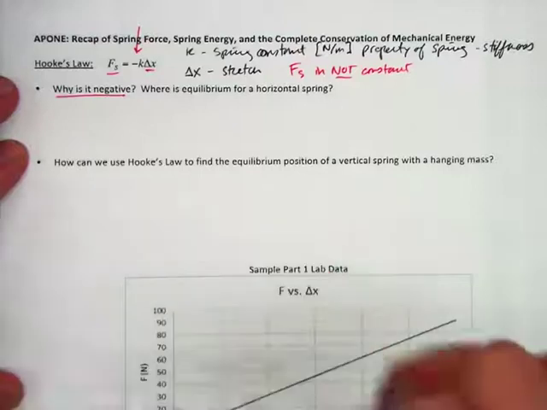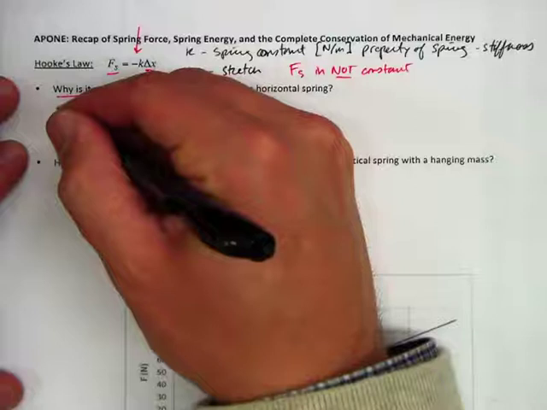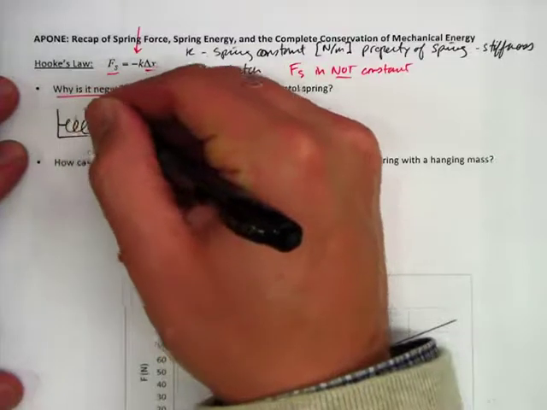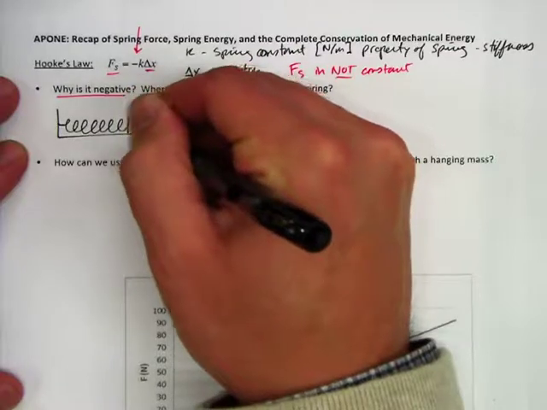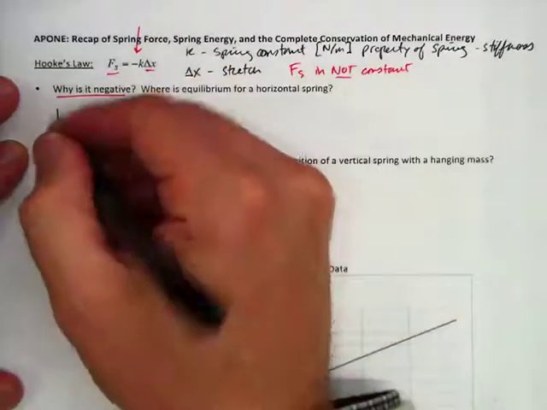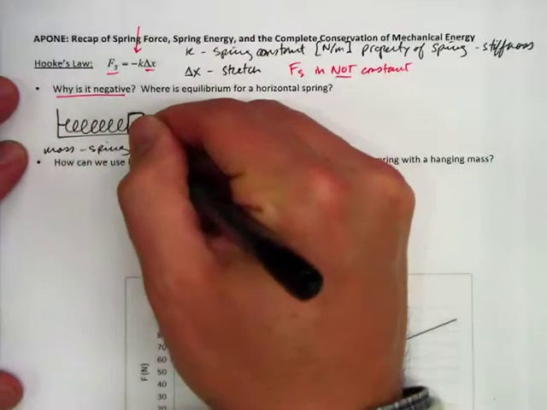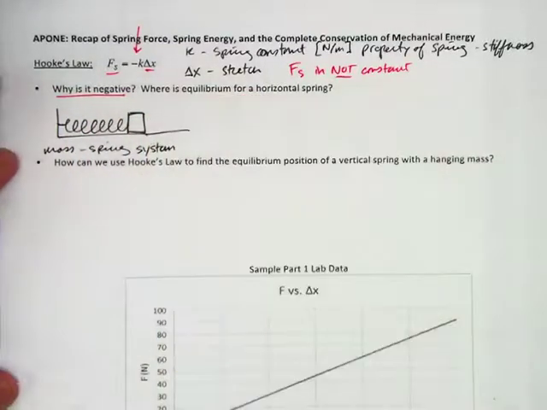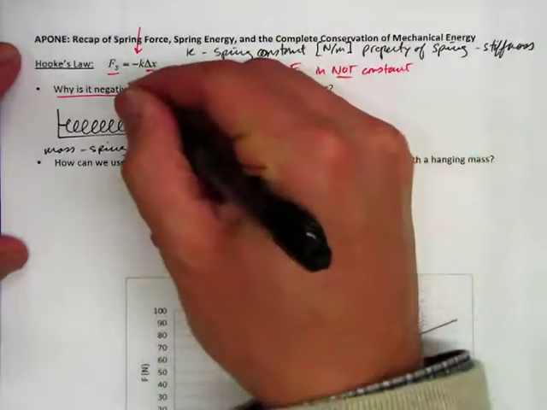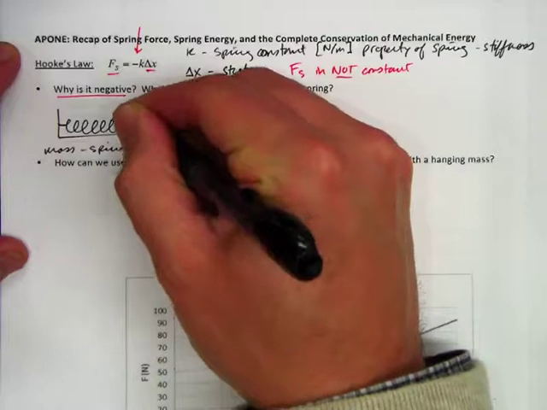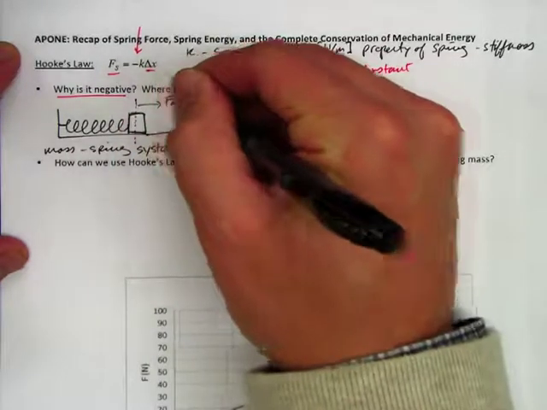Well, let's draw an example of a typical horizontal spring. Horizontal spring just means it's stretched out on a table or horizontal surface, and it's attached to a mass. We call this a mass spring system because both objects together are acting as one system. And so let's say I stretch this spring with some external force applied to the right. I'm going to apply some force to the right to stretch the spring.